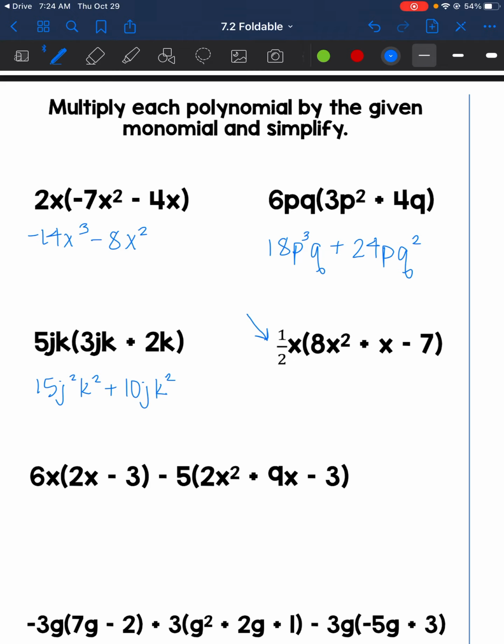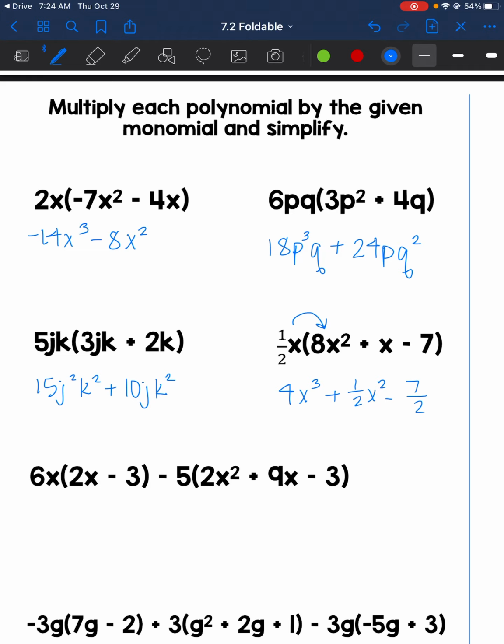And then here's one where we have a coefficient that is a fraction. But it's the same thing. We're still going to be multiplying this coefficient by the other coefficient. So we'll do 1/2 x times 8x squared. So 1/2 times 8 is equal to 4, and then x times x squared is x cubed, plus 1/2 x squared minus 7/2.